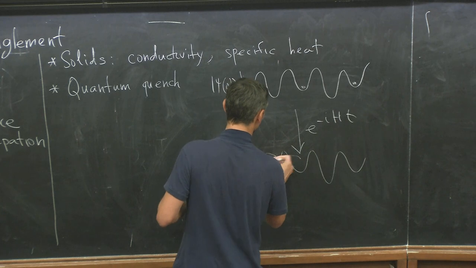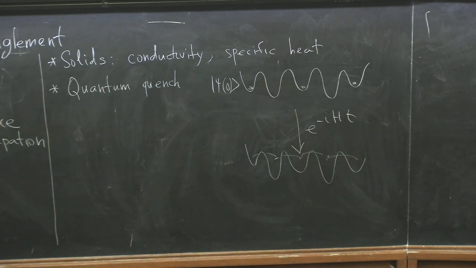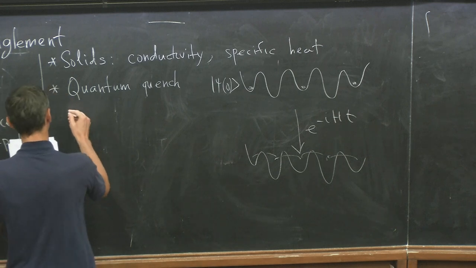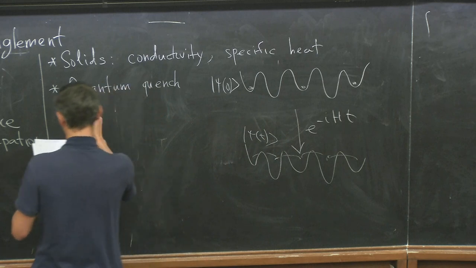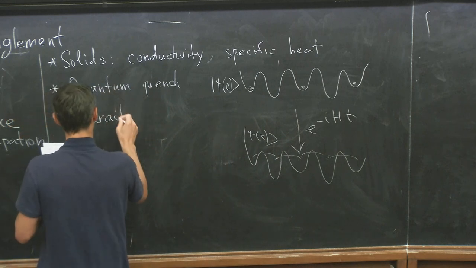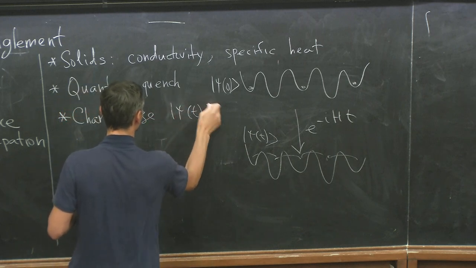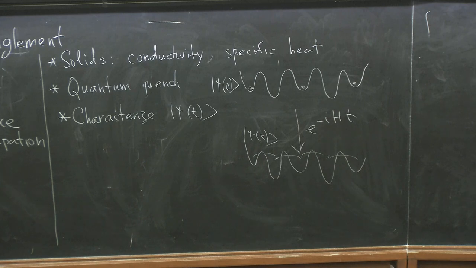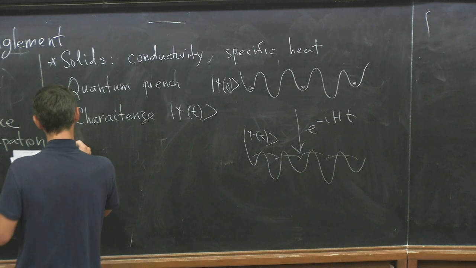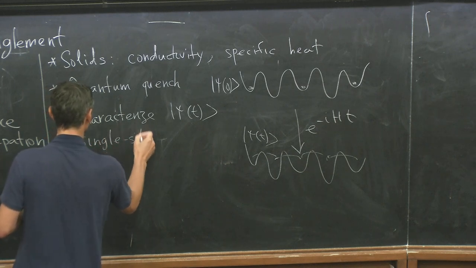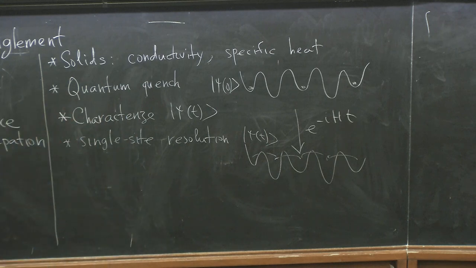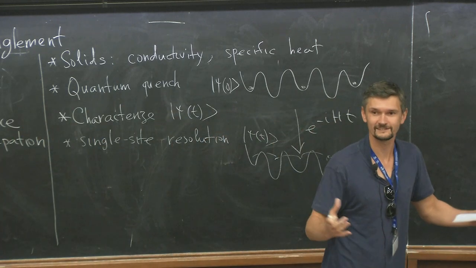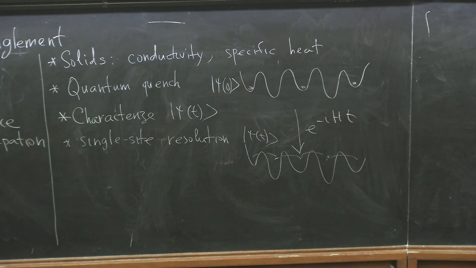They would hop around, and they would become entangled due to interactions. Then you can characterize the resulting evolved state psi of t, using the slow time scale. You can actually see in real time what your system does, and for example, you can do it with single site resolution in cold atomic systems. And if you're thinking about superconducting quantum processors, you can do even more. You can measure your system in different bases and really extract a lot of pretty complex observables.